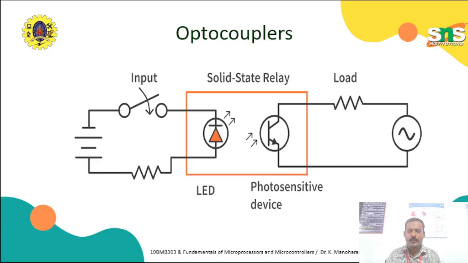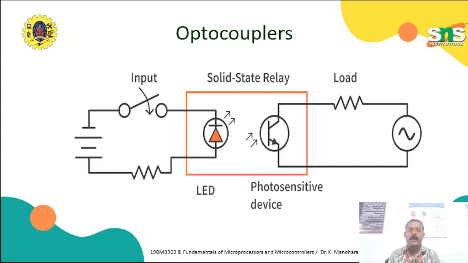Relay is one of the devices, but better than that, optocouplers can be used. With a relay, we still have a neutral connection in between, that is, the ground connection is interconnected between the microcontroller and the high voltage. Here, it is completely isolated. It is only optically coupled and electrically isolated. This is the concept of optocouplers.